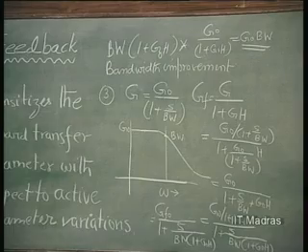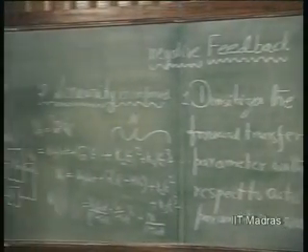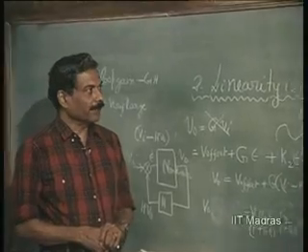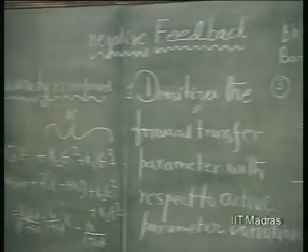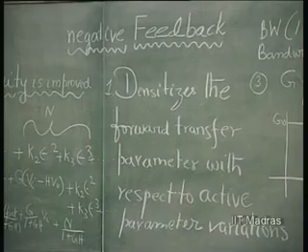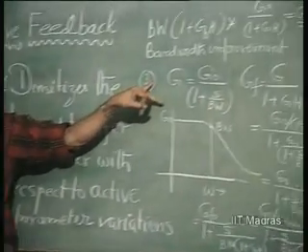So, these three are the three important factors associated with negative feedback. What are they? Sensitivity number 1, linearity number 2, bandwidth improvement number 3.